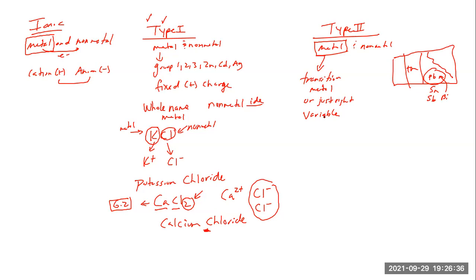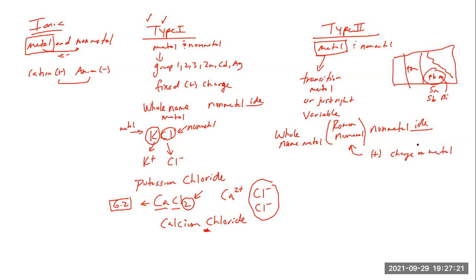So something like copper, in some situations, copper will take on a +1 charge. In other situations, copper may take on a +2 charge. So the way we name these are pretty much identical to type 1. We still use the whole name of the metal. We still use the non-metal like we did before, drop the last part, put IDE at the end of it. The only difference is we actually do put a Roman numeral in between.